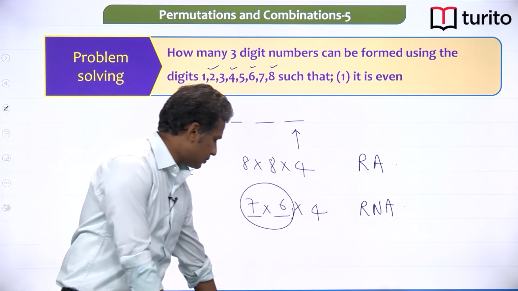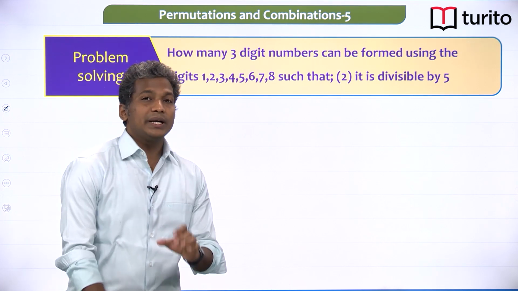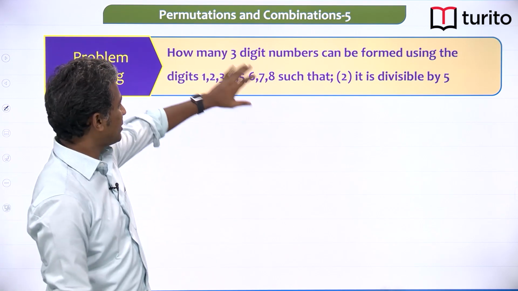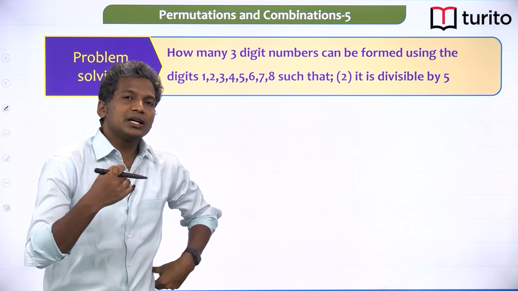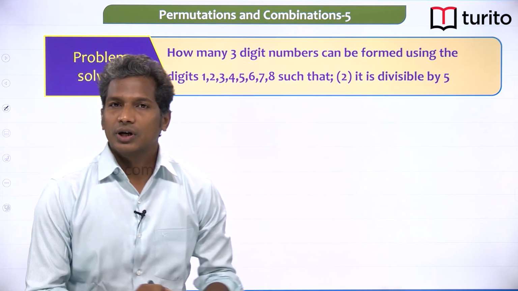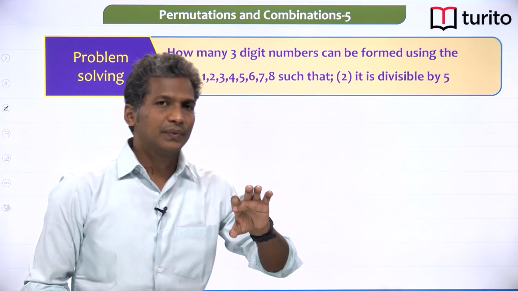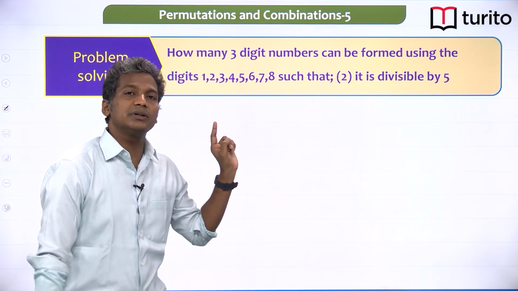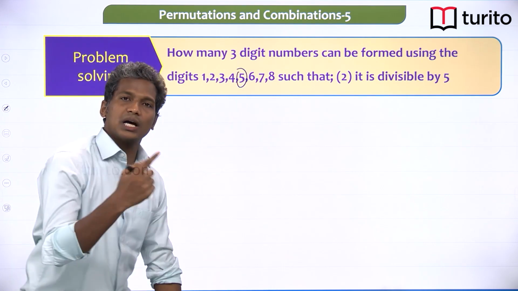Now, let us go to the next question. Here the number should be divisible by 5. Same available digits, but the only thing is the condition has changed. When it comes to divisibility by 5, what are the rules? The last digit must be either 0 or 5, but 0 is not among the available digits. So, we have only one option for the last location.